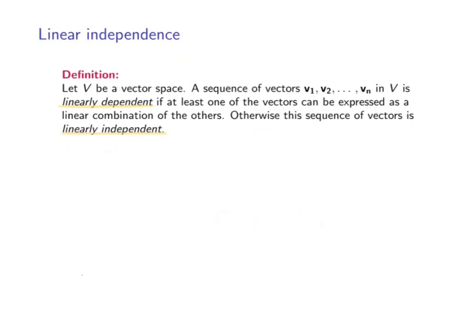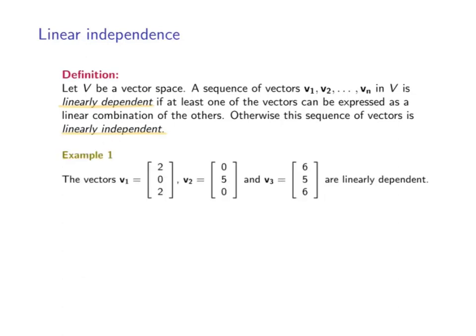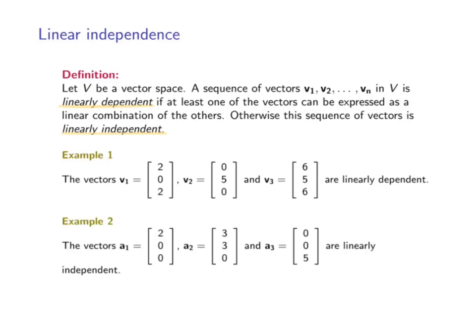Here's the definition. Let V be a vector space. A sequence of vectors V1 up to Vn in V is linearly dependent if at least one of the vectors can be expressed as a linear combination of the others. Otherwise, it is linearly independent. In our situation, the vectors from illustration 1 are linearly dependent, whereas the vectors from illustration 2 are linearly independent.